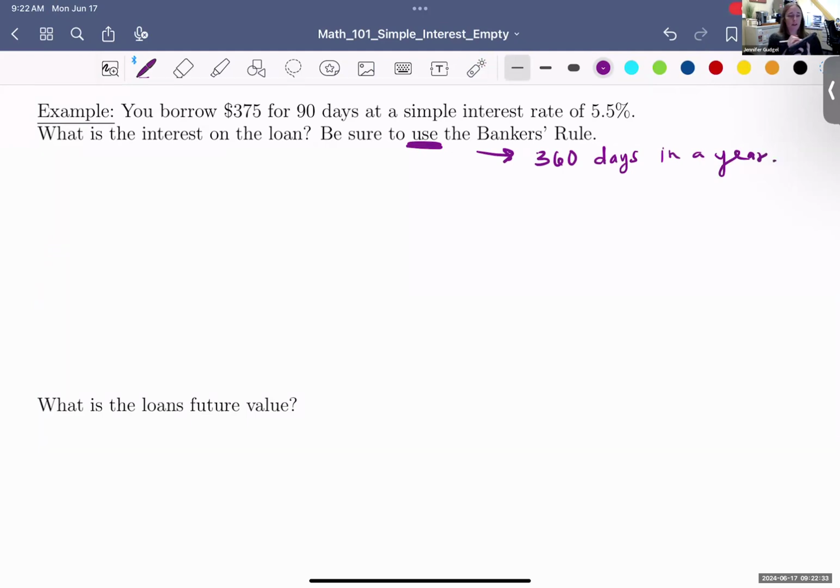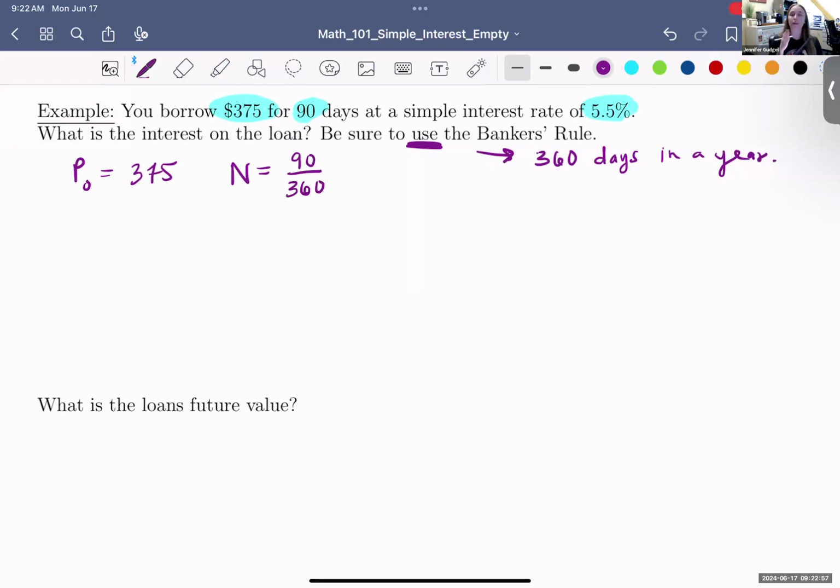All right, so what are we given here? We have our initial amount, our number of days, and our rate. Our initial amount is 375. N is not 90 years. It's 90 days, which is a fraction of a year. So you make the fraction 90 out of 360.